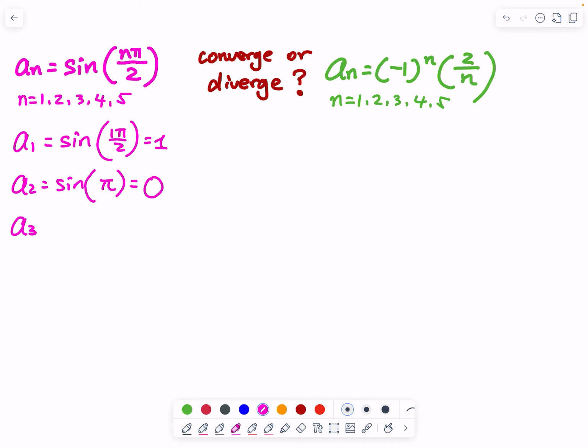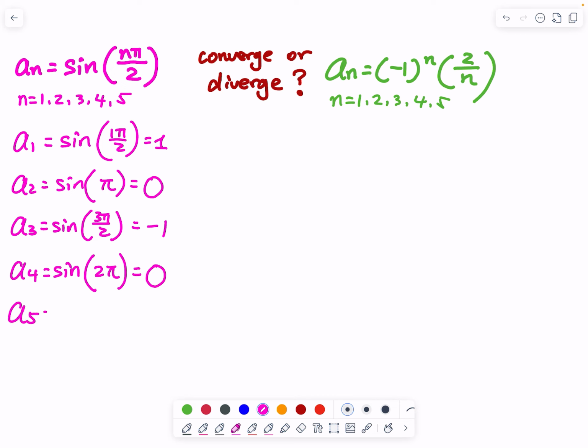And then a3, I have sine of 3 pi over 2. Sine of 3 pi over 2 is on the unit circle on the y-axis, between quadrant 3 and quadrant 4. So y is equal to -1. And then a4, that is sine of 4 pi over 2, which is 2 pi. Sine of 2 pi is equal to 0.